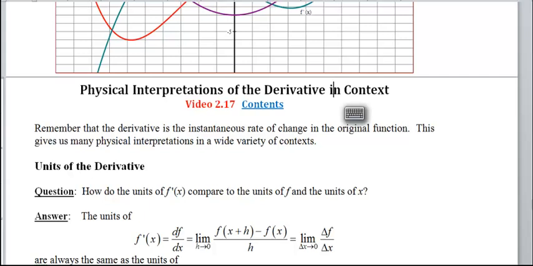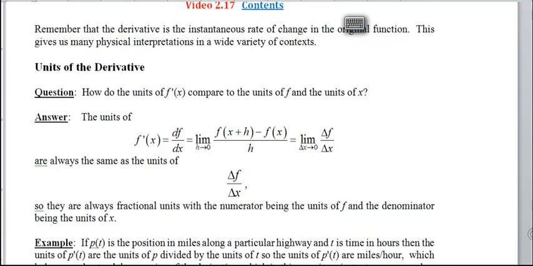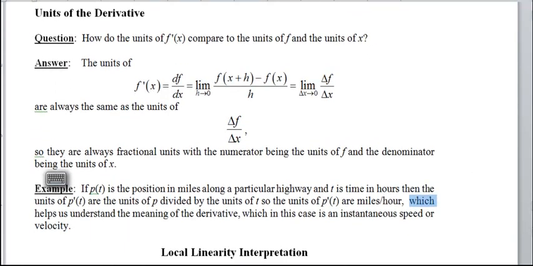Well, taking the limit doesn't change the units. The numerator has units, whatever the output units are of the function, the f units or y units. And the denominator has units too, the input or x, whatever the units are for that. So the units of the derivative are the same as the units of that difference quotient, which are always fractional units: the units of the numerator, the output units of f, over the units of the denominator, the input units.